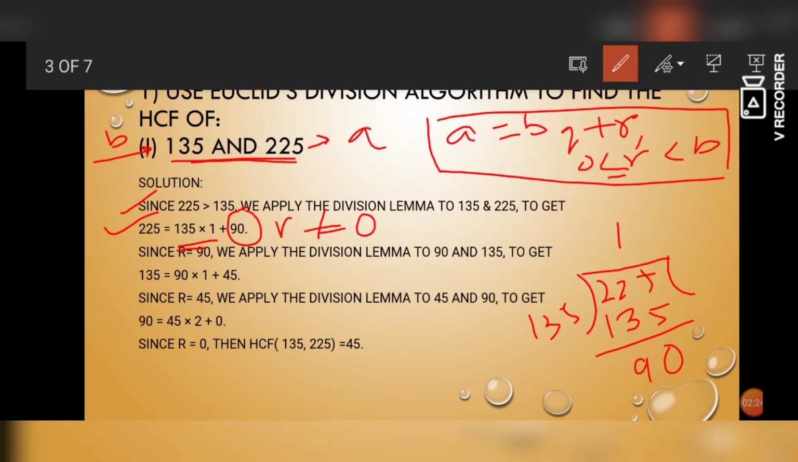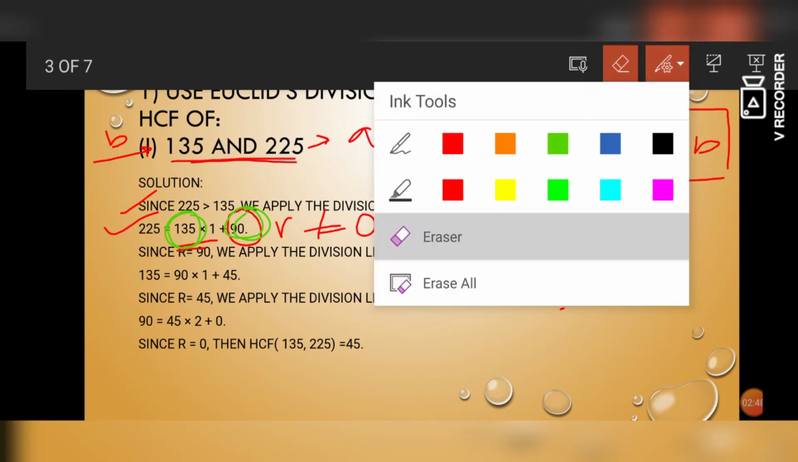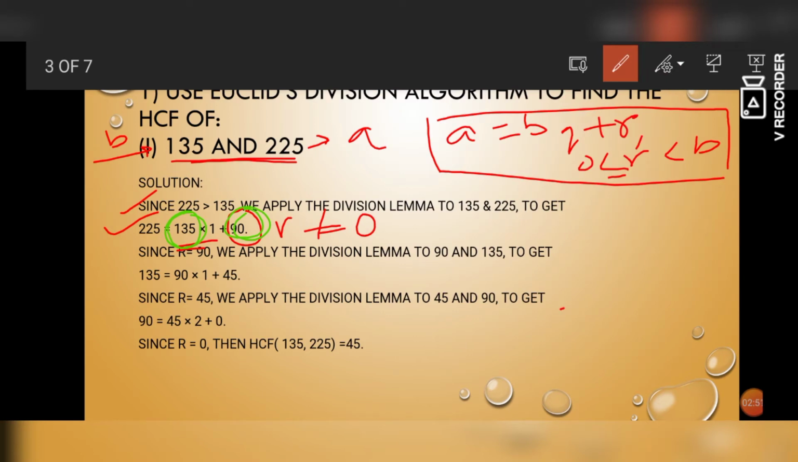Whenever we continue the division lemma, this time we are going to take 135 and 90 as these two numbers. Now our new A becomes 135 and new B becomes 90. We are going to apply the division lemma again on 135 and 90. So let us do the division again. 135 is divided by 90. It will go 1 time and we will get 45.